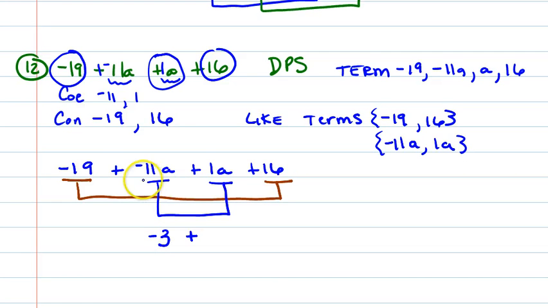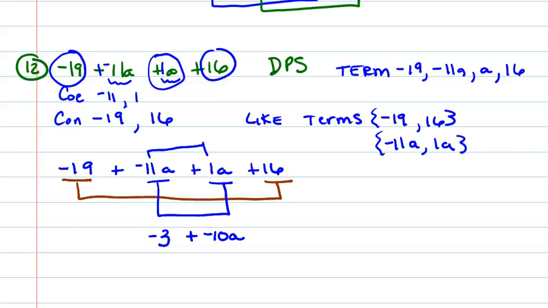Now here I have negative 11 A's and 1A. Think of it this way. I owe 11 apples and I have 1 apple. That means that I still owe 10 apples. So it would be negative 10A. So use the coefficients to calculate.